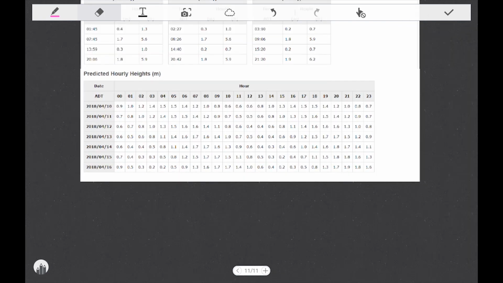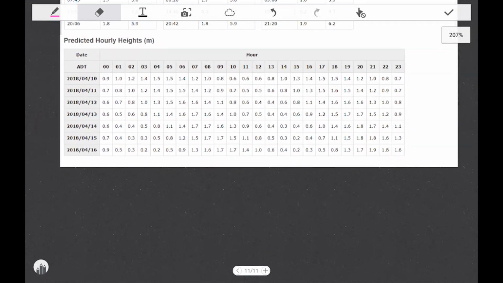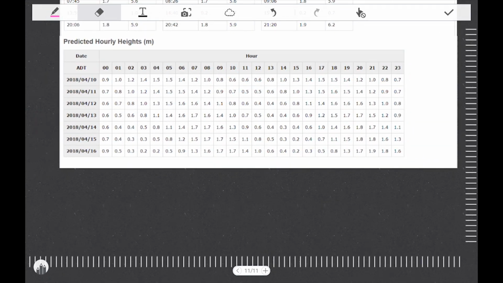The other thing that they give you on the Canadian site is a table of predicted hourly heights. So again, they give it to you for a week. And as you read it across, if you were looking for Tuesday, you would see that at midnight, you're 0.9 meters above chart datum. At 1 in the morning, you're 1 meter above chart datum. At 2 in the morning, you're 1.2 meters above chart datum, and so on.